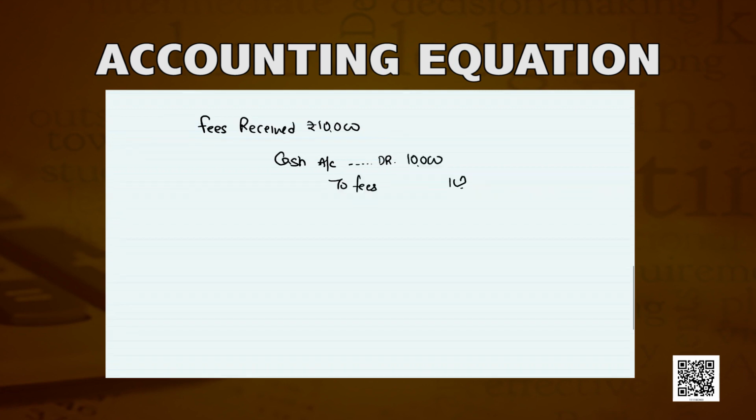Fees credited, and you remember fees is an income and incomes increase from the credit side. That is why this makes it a simple entry, but it has two complexities.